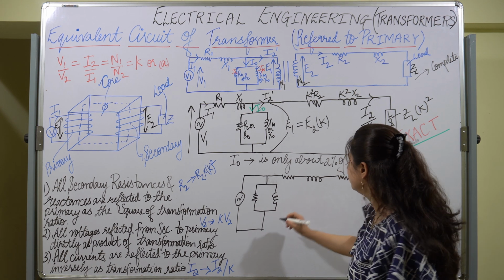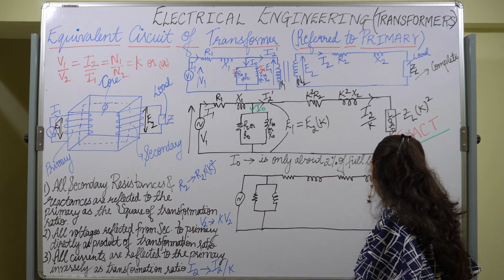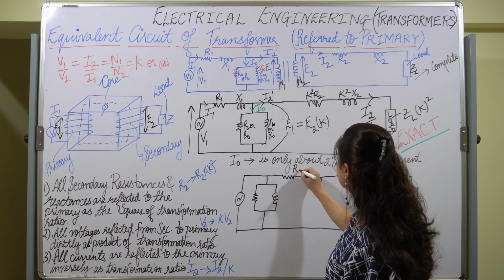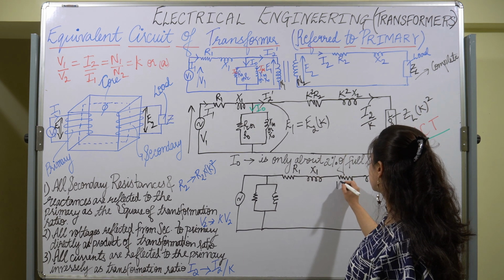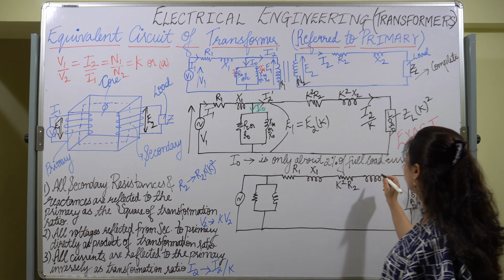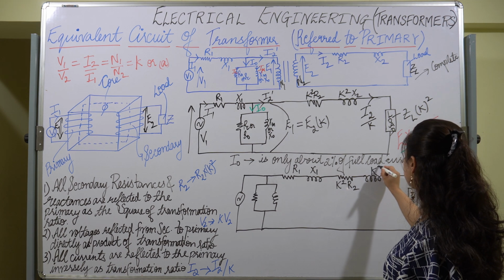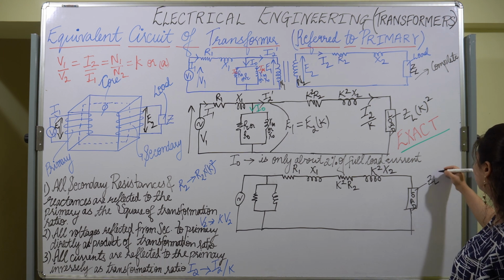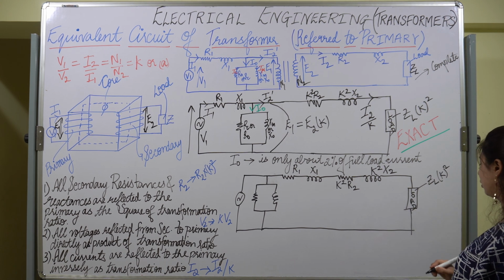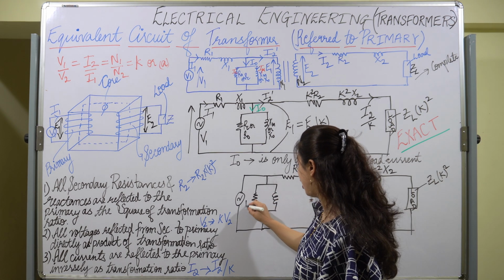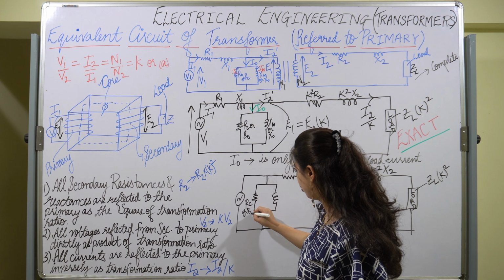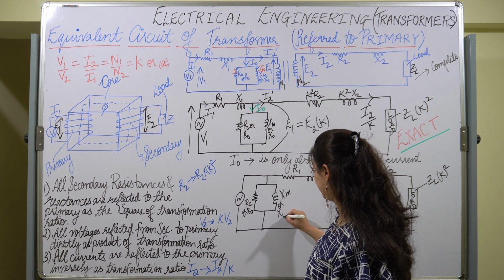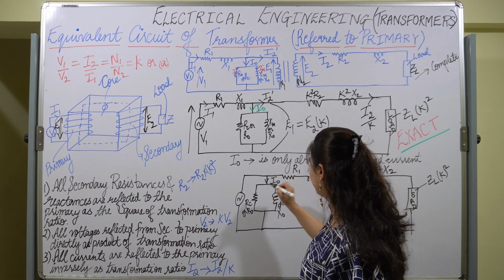Okay, so I have shifted. This is R1, this is X1, this is K square R2, this is K square X2, and here is the load, that is ZL K square. So these are my RC or R0, and this is XM, or I can also say X0. This is the no load component.